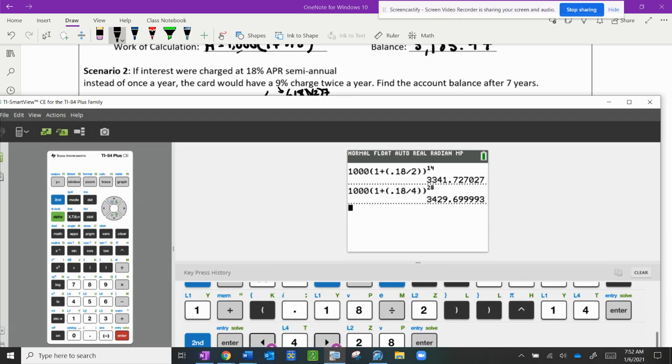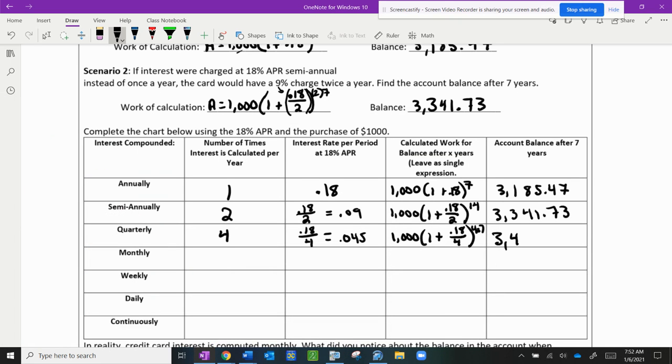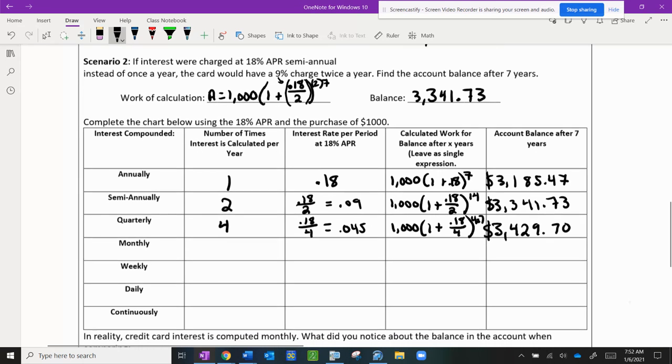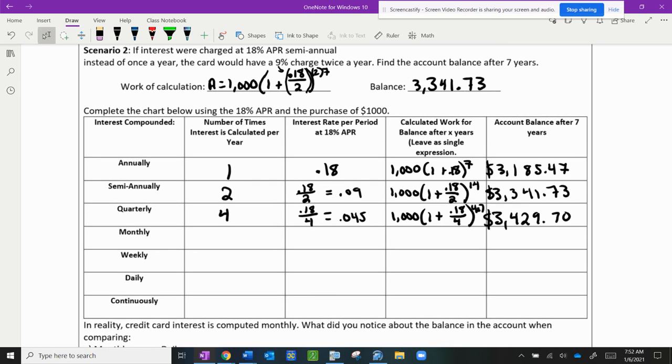I already forgot it. So notice the first jump, I went up about 200, and the second one I went up about 100. So I'm going up less even though I'm compounding more. So monthly, this is what a credit card would do.